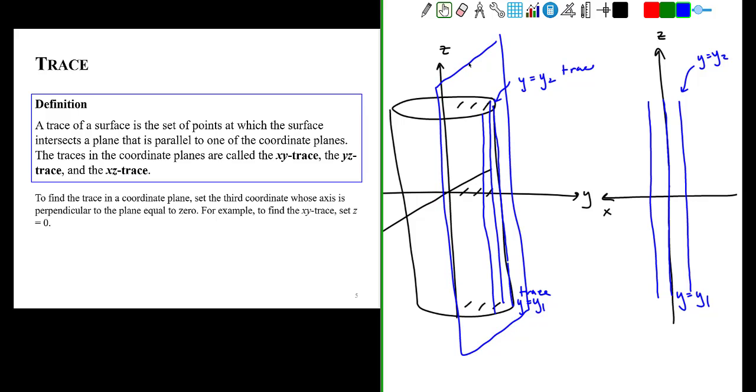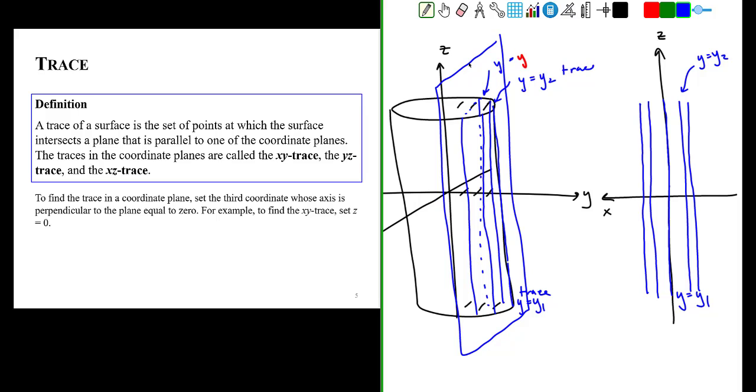When we move it to the next set of marks, our plane intersects the cylinder right here and right here. And that intersection produces another trace. So we will call this the y equals y3 trace, and that's going to be here on this side and here on this side. Let's just do two more really quickly.